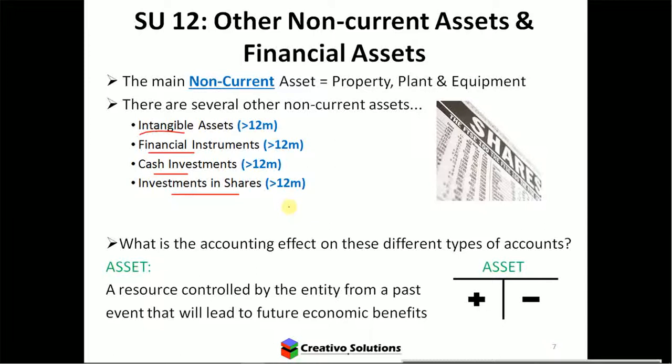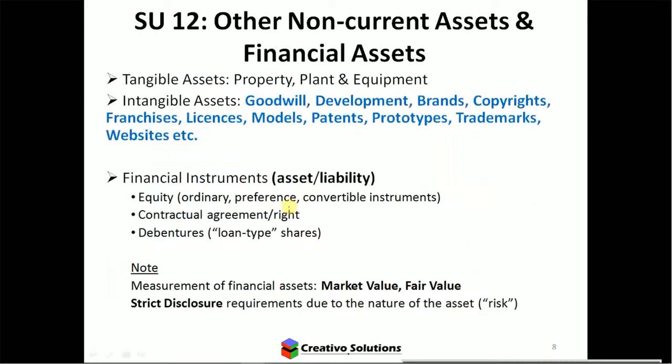Here we're just adding more types of assets. So obviously if I talk about machinery, you know it's an asset. Now if I talk about an intangible asset, it's an asset. If I talk about a copyright, it's an asset. So those are some of the ones that you can get: goodwill, development, brands, copyright, franchises, etc.